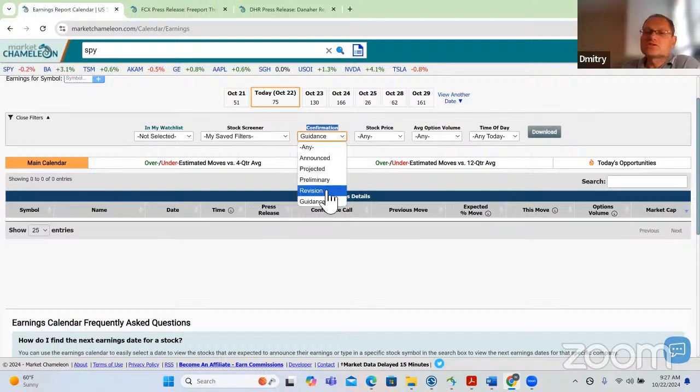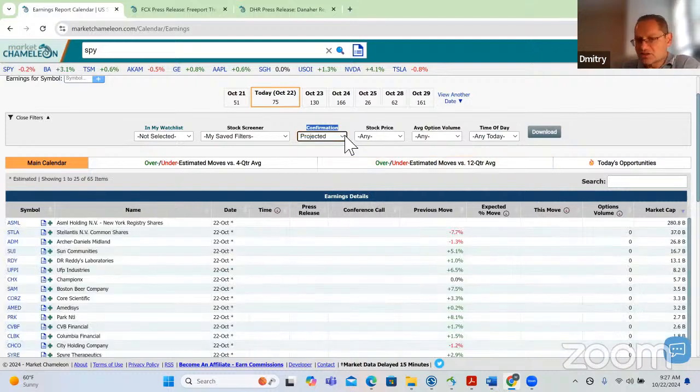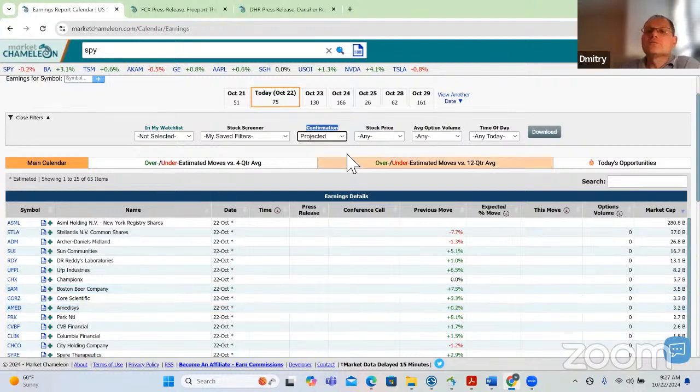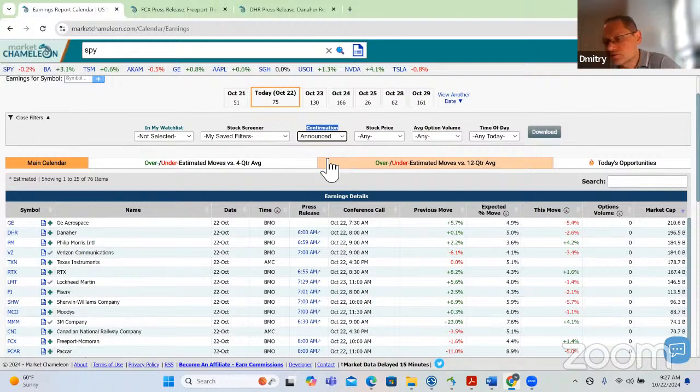Guidance revisions. So these are projected earnings where we don't have an announcement, but we're saying that based on history, these should be coming up soon. So we don't know when, they didn't announce it, but these are close to the range where they could happen anytime. And then the announced. So we're right up at 9:30. I think I will stop there.